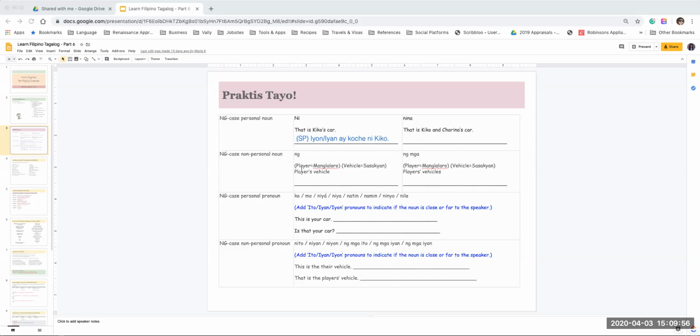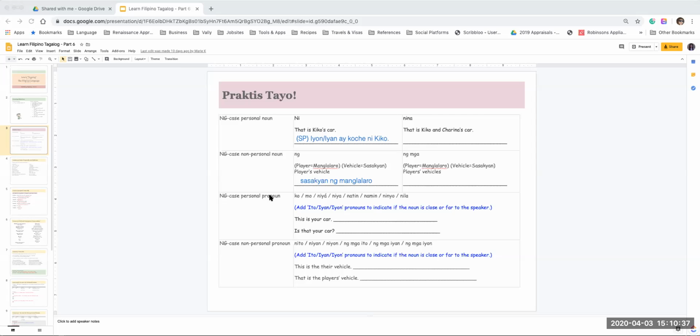Very good. Now let's go to the next, nang case, non-personal noun using nang. Player's vehicle. This is not a sentence. It's just the possessive noun. Possessive. Sasakyan ng manglalaro. Yes. Correct. Sasakyan ng manglalaro. Okay. What about the plural? Sasakyan ng mga maglalaro. Very good.